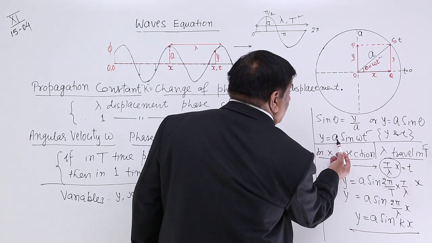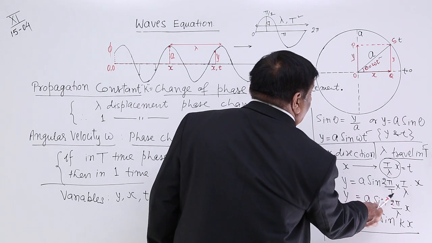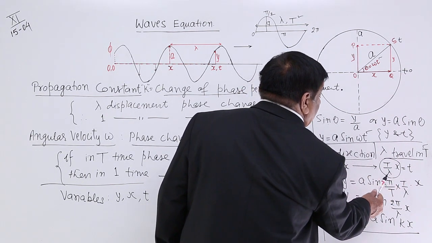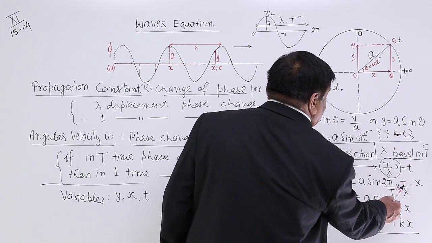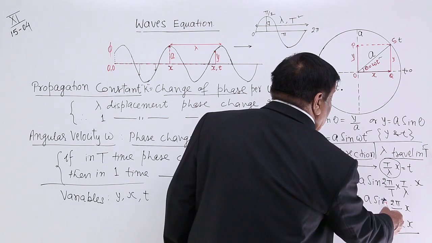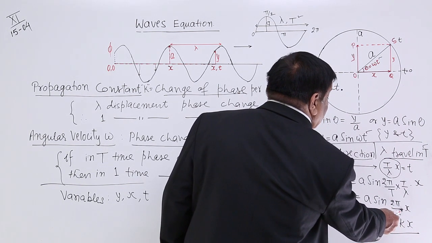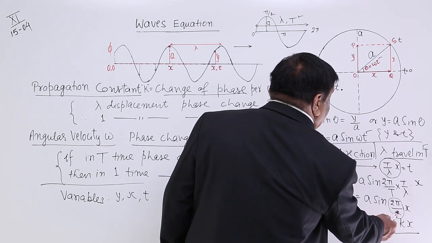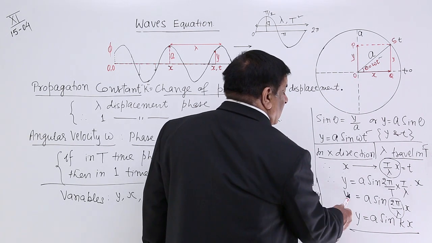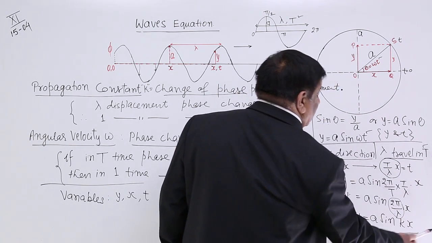Y is equal to a sine omega t. What is omega? 2 pi upon T. Small t, we put this value here, T upon lambda into x. It is cancelled and we get this equation. This 2 pi upon lambda, 2 pi is a constant and lambda is also constant for wave. So this whole constant, we name it propagation constant and write it k. So what is our equation? Y is equal to a sine kx, where k is a constant.